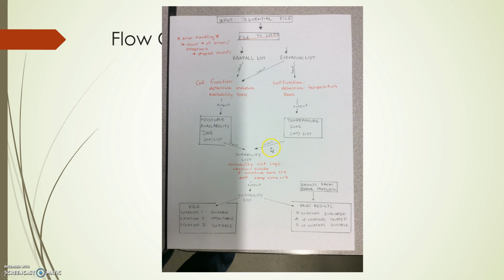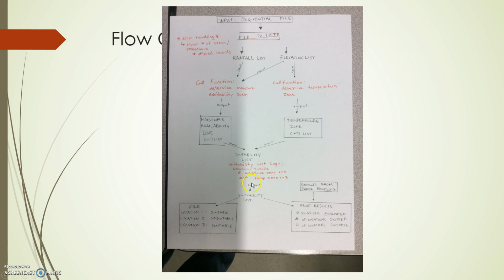And then further down the line, we'll figure out whether each location is suitable or unsuitable using inputs from those two lists. Basically, if the moisture zone is 1 or 2, and if the temperature zone is 3, then it's considered suitable for growing pyrethrum.